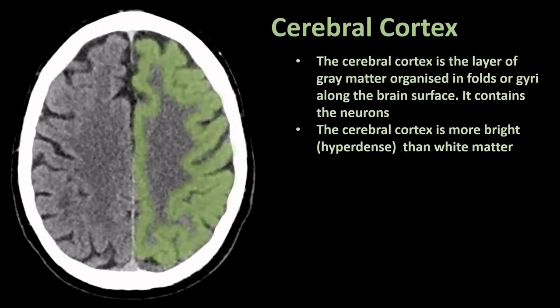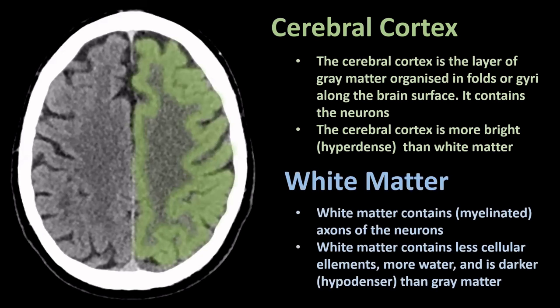The cerebral cortex is the layer of gray matter which is organized in folds or gyri along the brain surface, and it contains the neurons. Because it contains more cells than white matter, it is relatively hyperdense compared to white matter. The white matter is located underneath the cerebral cortex.